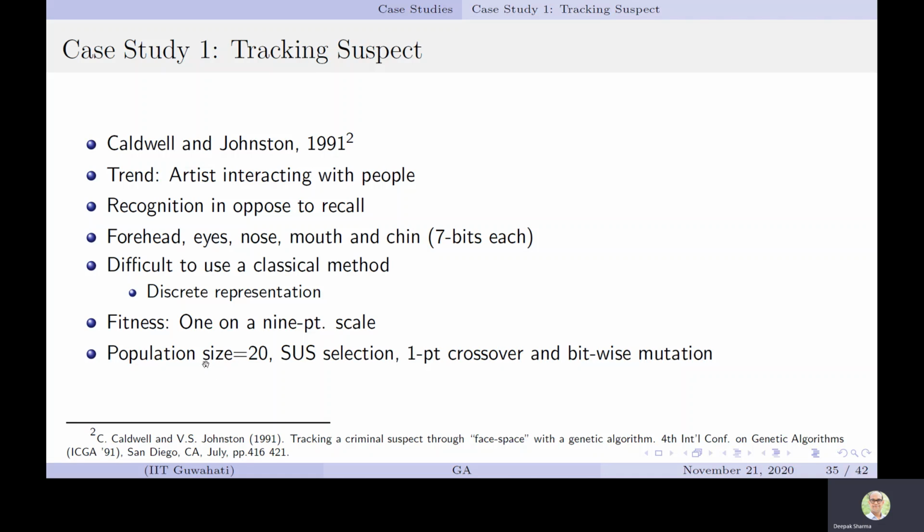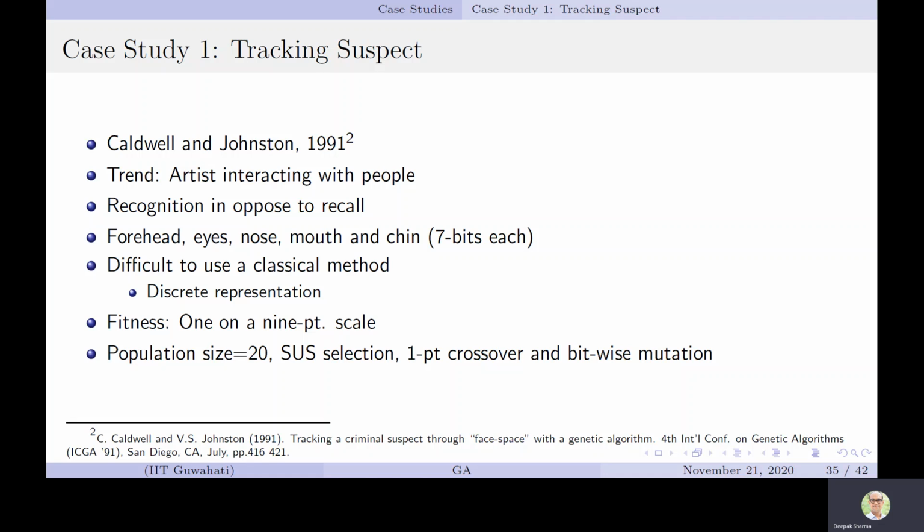For their sample, they took a population size of 20. They used one of the selection operators called SUS. We have not discussed this, but you can assume there is one selection operator called SUS. One point crossover and bitwise mutation were used. Both of them we have discussed.